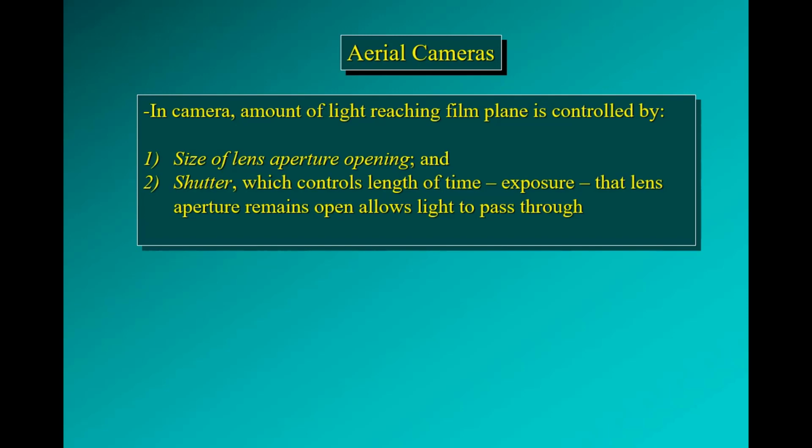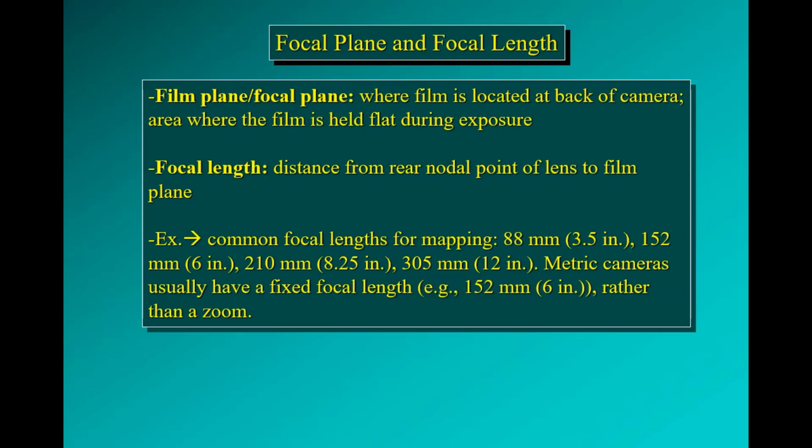We should also note that the shutter can be placed in the camera lens assembly, or it could be placed just in front of the film plane at the back of the camera. In that particular case, the latter case, we would refer to that type of shutter as a focal plane shutter, because it would be located just in front of the film plane. And to more precisely define that term, note that the film plane, or what we also sometimes refer to as the focal plane, is where the film is located at the back of the camera. And it's also the area where the film is being held flat during the exposure process.